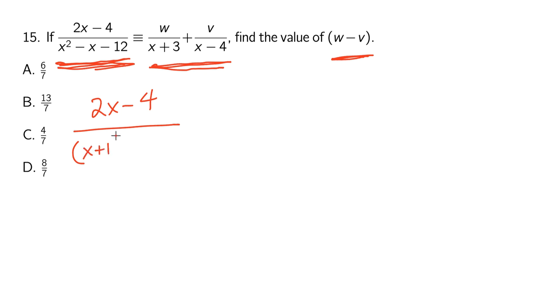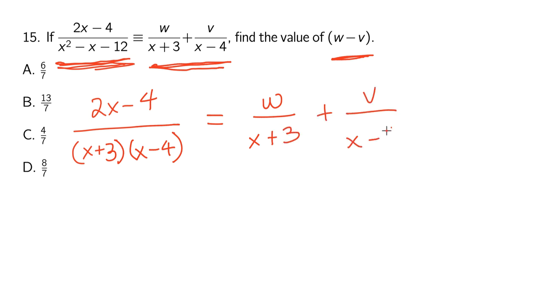x plus 3, x minus 4. Alright, this is equal to w over x plus 3 plus v over x minus 4. You can try to simplify this right hand side by rewriting it, and that's not the method I'm going to use, but I just want to talk about it a little bit in case you want to use it.